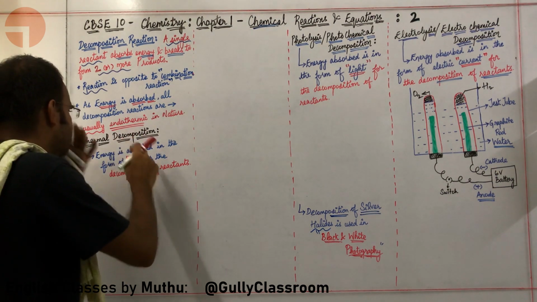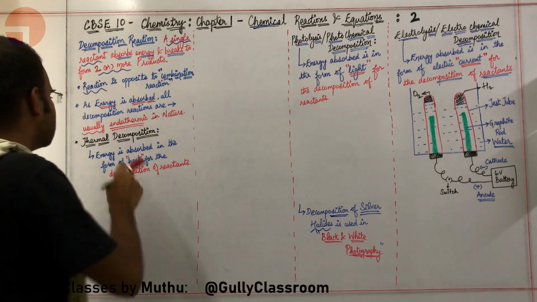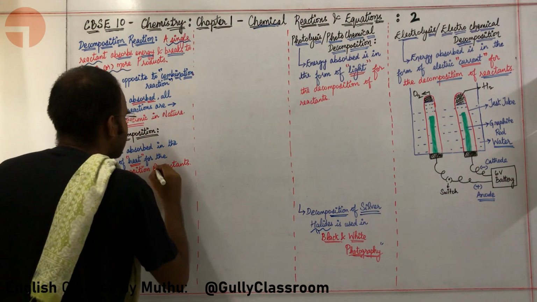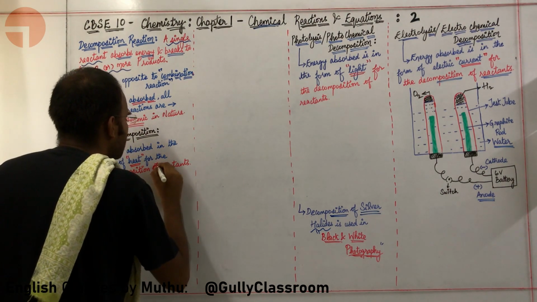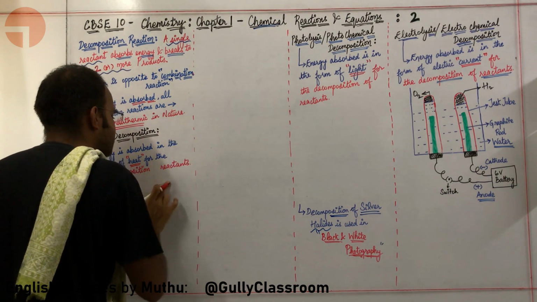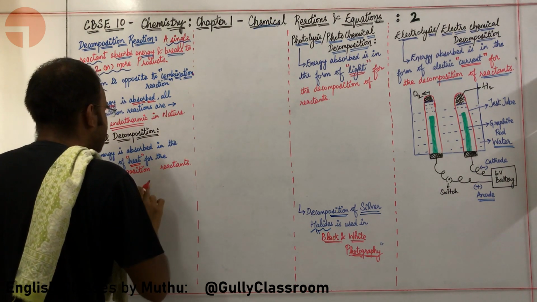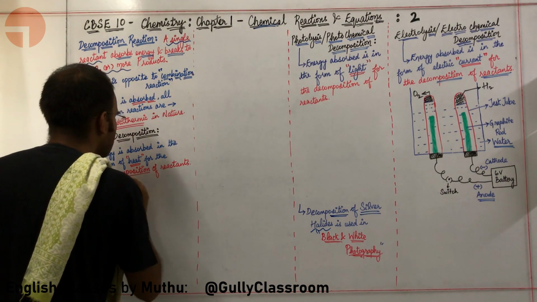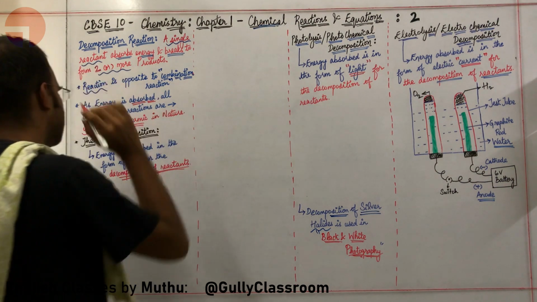Thermal decomposition. Here the energy is absorbed by the reactants in the form of heat. Why is energy absorbed in the form of heat? For decomposition of the reactants. Energy is absorbed by the reactants in order for them to decompose.